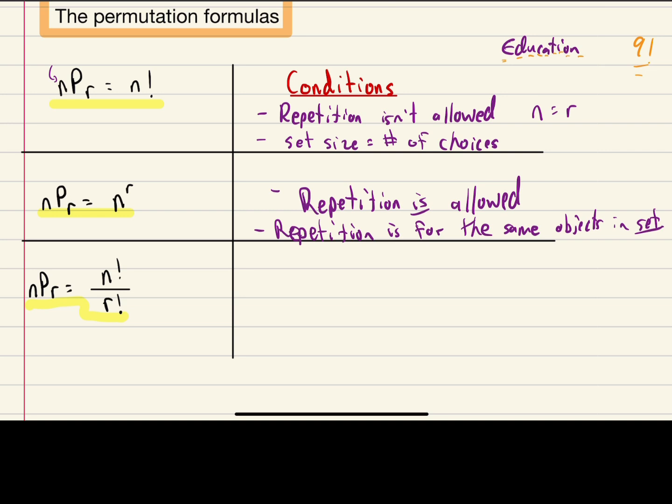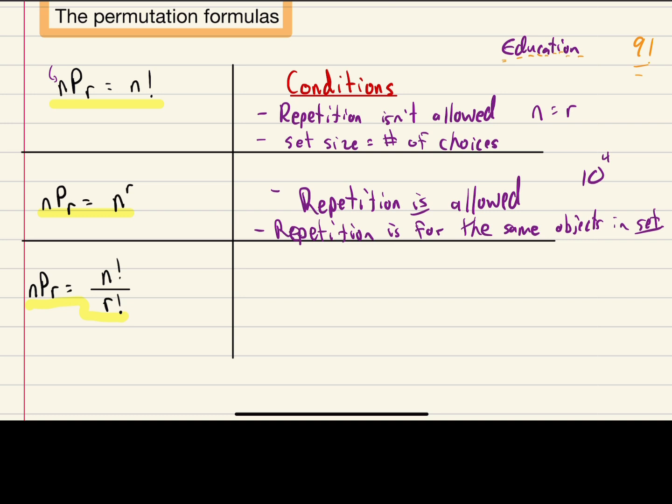Okay, so let's say you have choices of 10 colors, and you're allowed to repeat. And from that color set, you're choosing 4. Well, it's possible that all 4 could be the same color because it allows for that. So your sample size is 10. The number of colors that you're choosing is 4. And you're not choosing between colors and numbers and something else. It's just colors. So repetition is allowed, but it's for the same object, in this case colors, in the set.